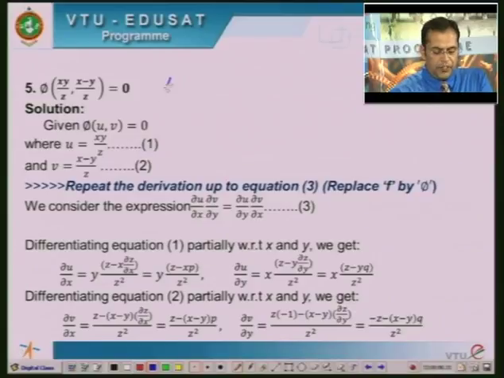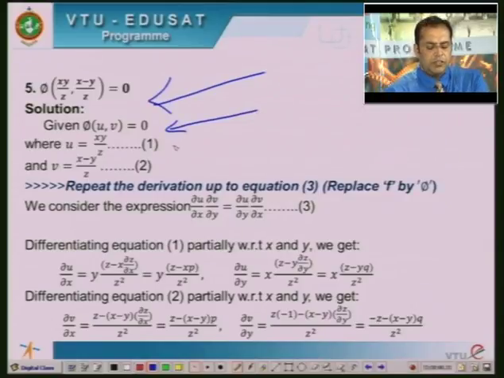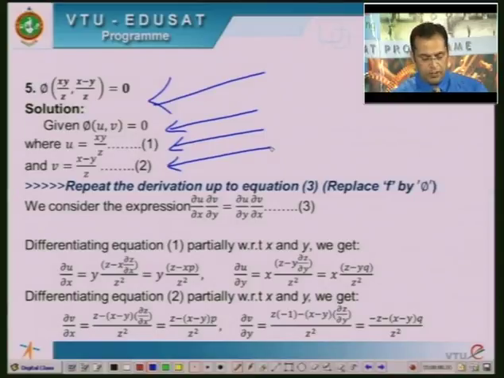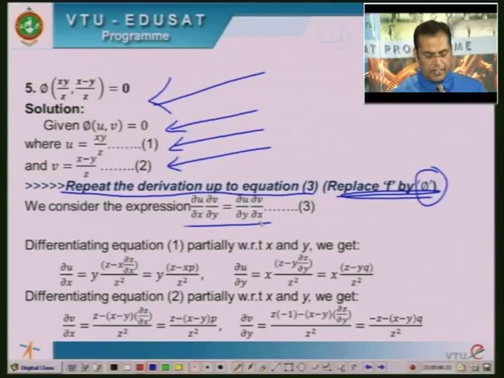the function to be eliminated is phi. So, eliminate the function phi given phi of (xy by z, x minus y by z) equal to 0. So, you are given phi(u, v) equal to 0, where u is xy by z and v is x minus y by z. So, you repeat the derivation up to equation 3 again. The derivation shown in one of the previous slides was related to the function f. So, it is quite obvious that to show the derivation you just replace f by phi and arrive at equation 3 again. Now, how to differentiate?